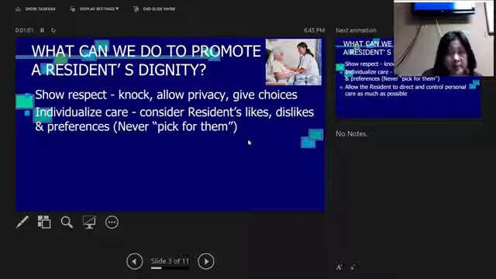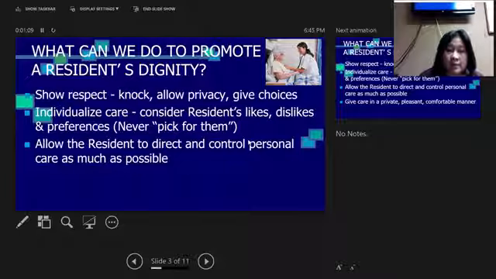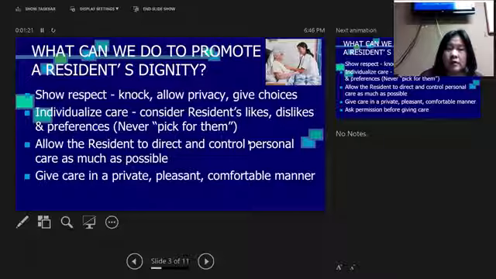Never pick anything for them. Even if they're blind, you're still going to go in and give them an option. Would you like to wear red or blue today? And see what they would like to wear. Allow the residents to direct and control as much personal care as possible. If they can still brush their own hair, if they can still brush their own teeth, let them do so.